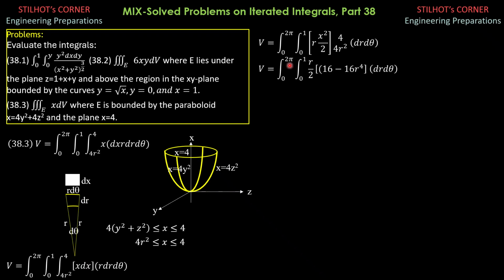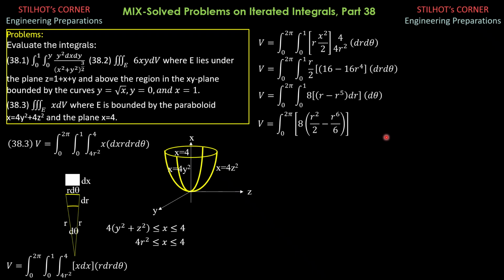the quantity integral 0 to 2 pi, 0 to 1 of 8 times the quantity r minus r to the fifth, dr, then d theta. So integrating, volume equals the integral from 0 to 2 pi of the quantity 8 times r squared over 2 minus r to the 6 over 6, from 0 to 1, d theta. And 1 squared over 2 is 1 half. 1 to the 6 over 6 is 1 sixth. Lower limit 0, so 0.